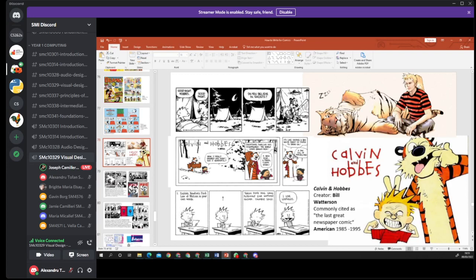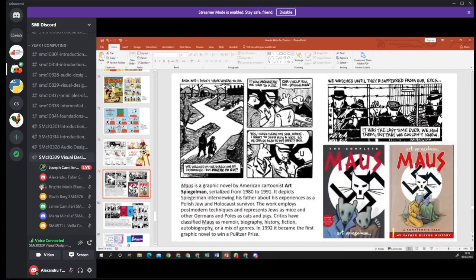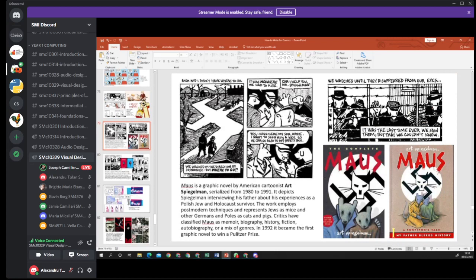And Calvin and Hobbes actually went on for quite a long while, between 1985 and 1995. It's also American and termed as the last great newspaper comic. So it was present in newspapers on a daily basis with a colored iteration on Sundays, and it used to explore different aspects of adult life from the viewpoint of a child. Moving on to another one of my favorites, Maus.